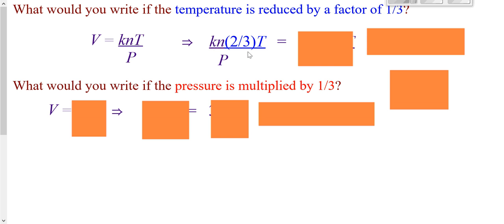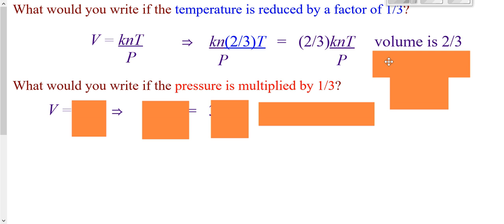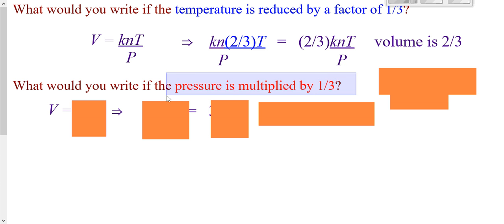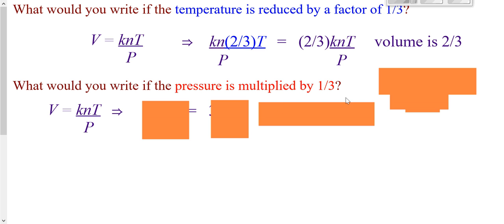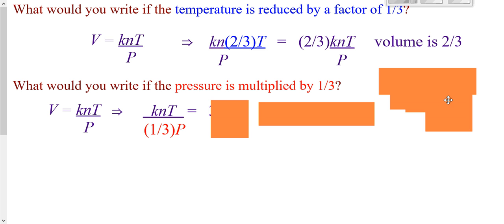Now I'd want to compare this to my original. So I can pull that 2/3 in front. It's really 2/3 times my original, so I'd say my volume is 2/3 of the original. But how is that different than if the pressure is 1/3 of the original pressure? So I have my original, not doing anything to the moles and temperature, but my pressure is 1/3 the original.